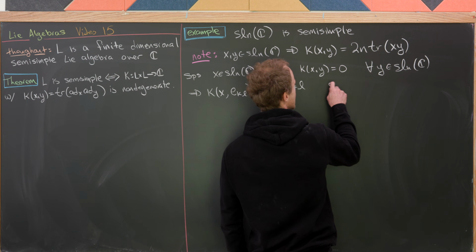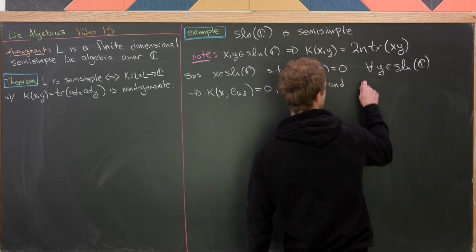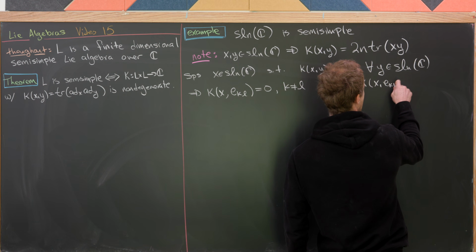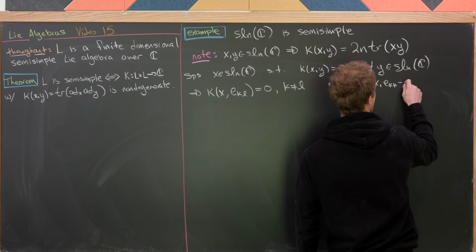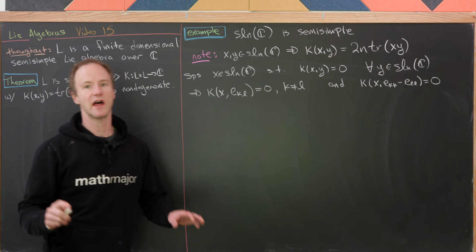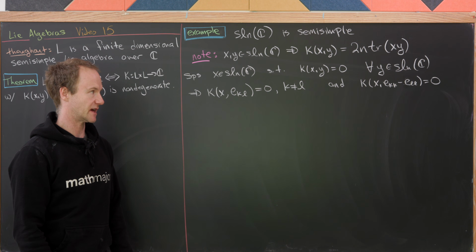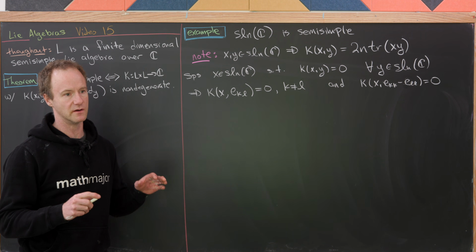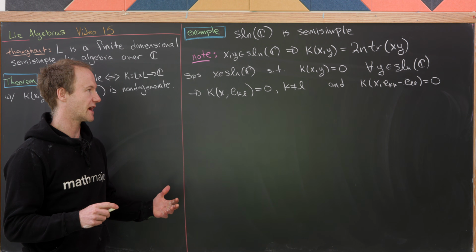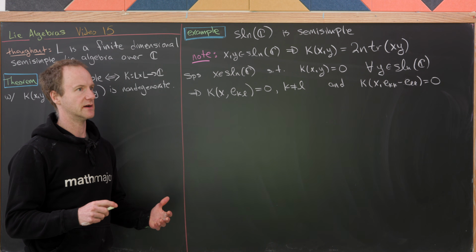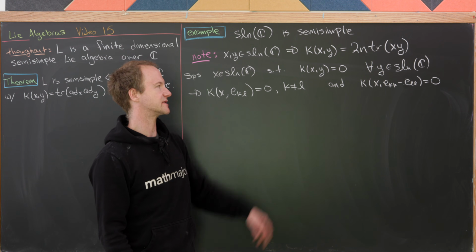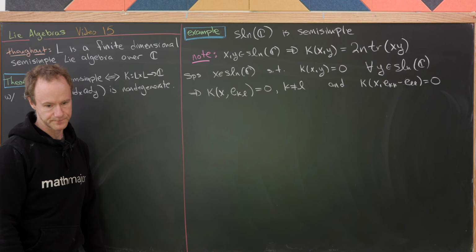And then another one goes like this. Kappa of x, E_kk minus E_ll is equal to 0. So that's another brand of basis element, this difference of two matrices that have a 1 in one spot on the diagonal and a -1 in another spot on the diagonal. And here, k is also not equal to l.